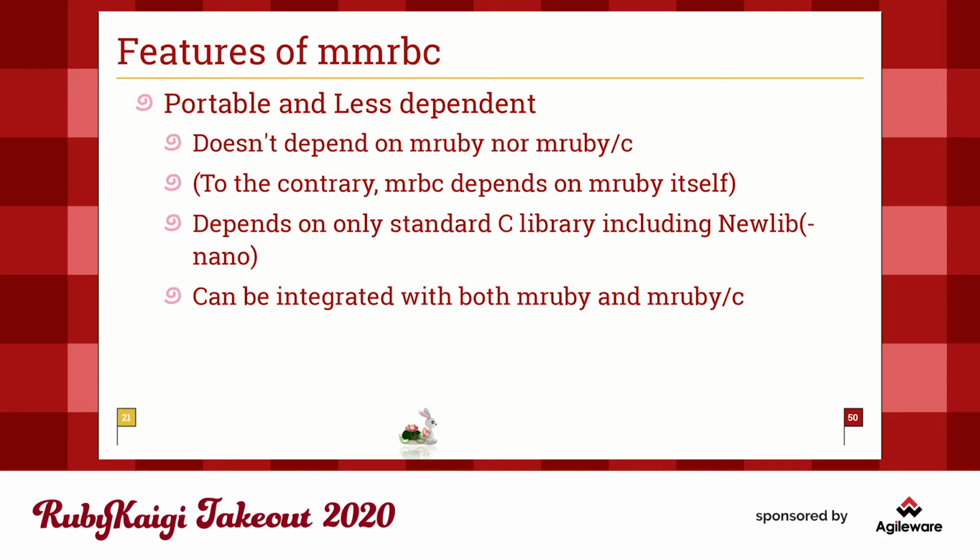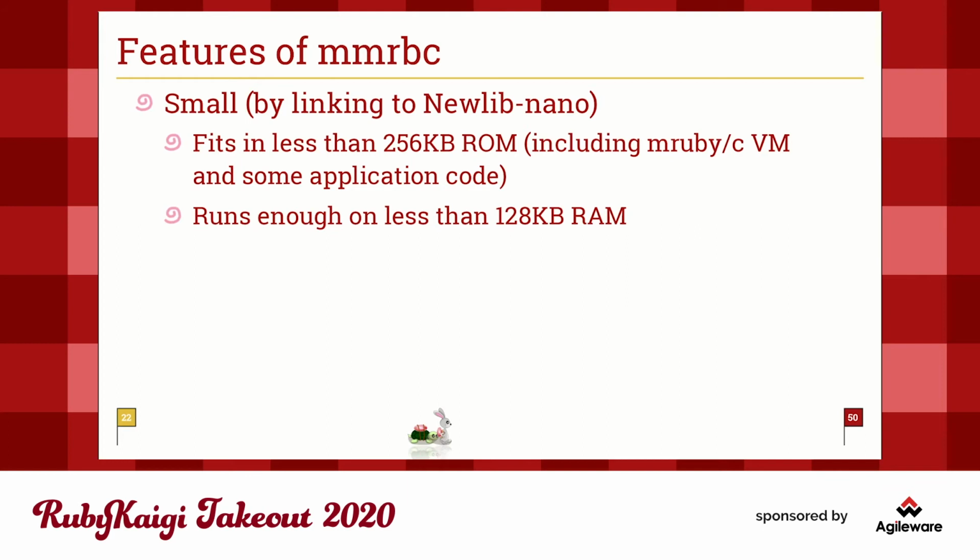mmrbc can be integrated with both mruby and mrbc. You can easily build it not only for the ARM architecture but also many other architectures. And it is small, of course. The details are to be mentioned later though. You can install it into 256 KB ROM and it runs on 64 KB RAM, as you saw in the demonstration.